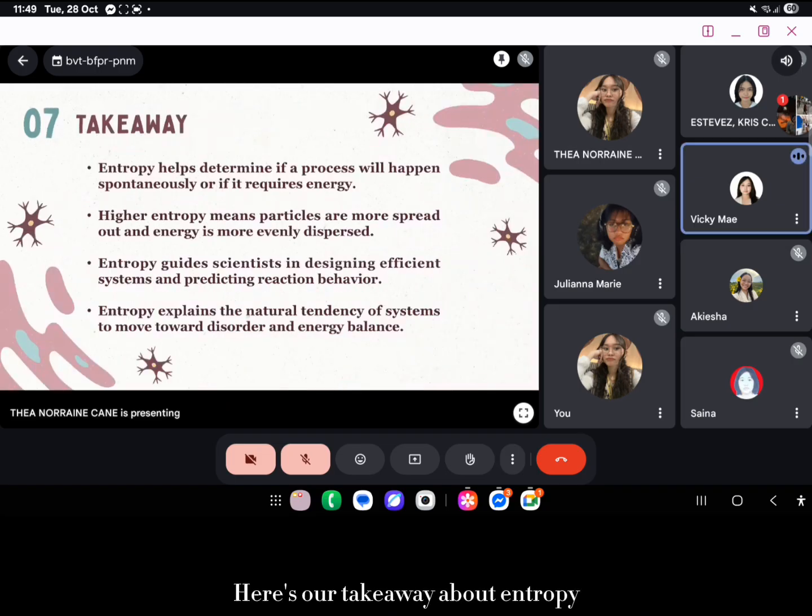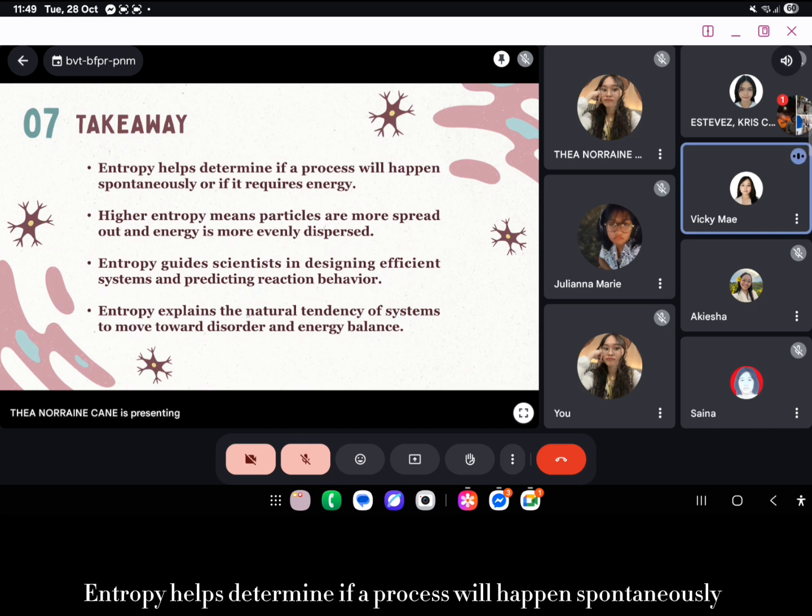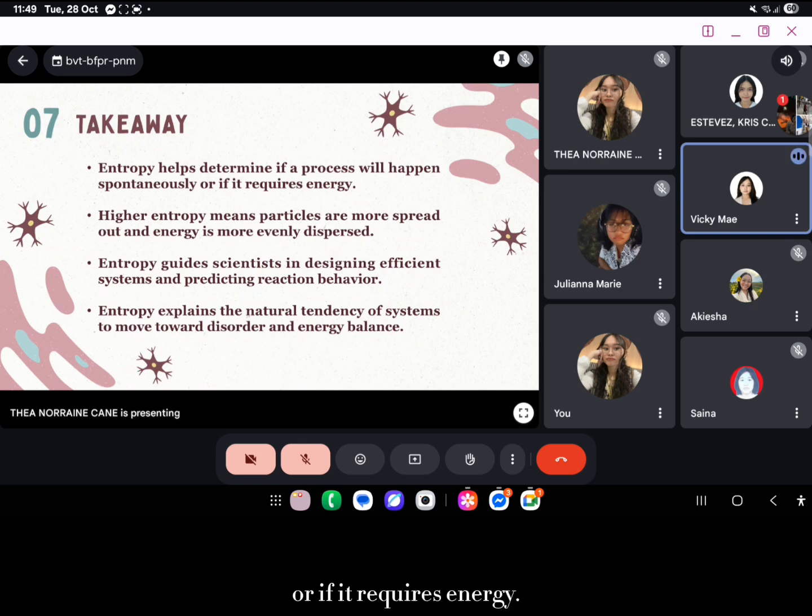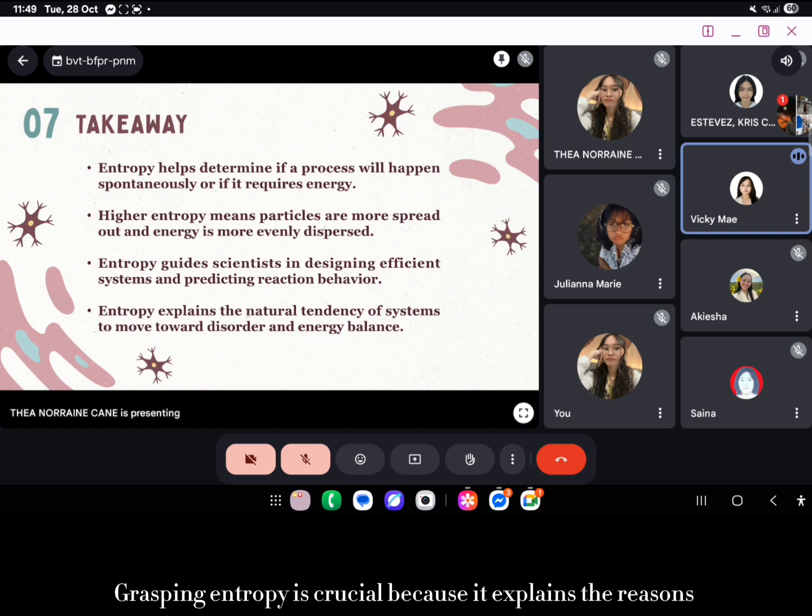Here's our takeaway about entropy. Entropy helps determine if a process will happen spontaneously or if it requires energy. Higher entropy means particles are more spread out and energy is more evenly dispersed. Entropy guides scientists in designing efficient systems and predicting reaction behavior. Entropy explains the natural tendency of systems to move toward disorder and energy balance. Grasping entropy is crucial because it explains the reasons behind reactions and processes. It is widely used in science and engineering to predict how reactions will behave and to enhance energy efficiency.